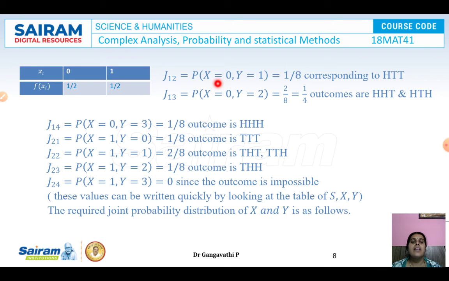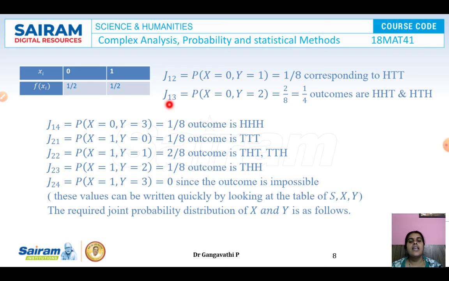Means number of heads, that is, in the first toss there should be a head appearing, and the number of heads should be 1. If you think of all the possible outcomes which we have tabulated, there is one such possible case. In the first toss, there should be a head appearing and the number of heads should be 1. So there is one such outcome which satisfies the condition. Therefore, 1 by 8.